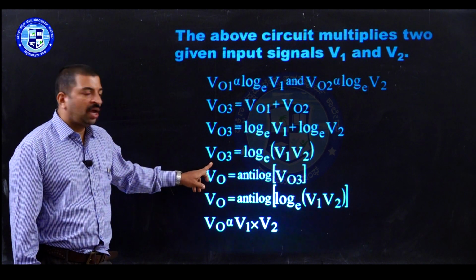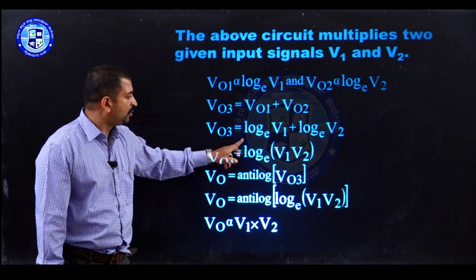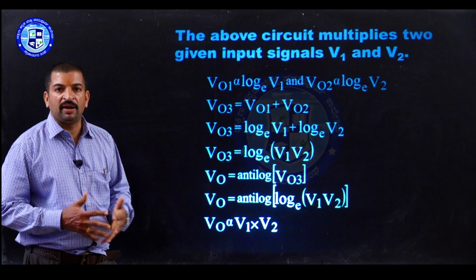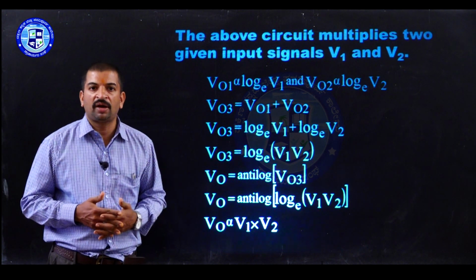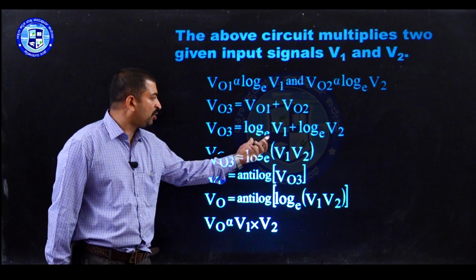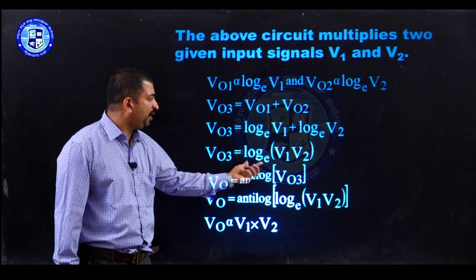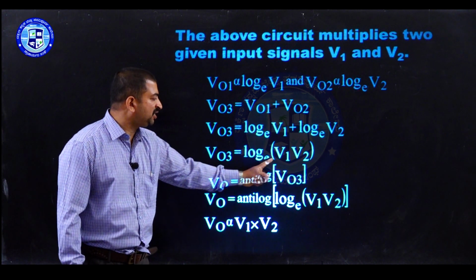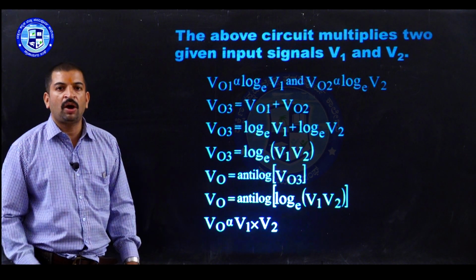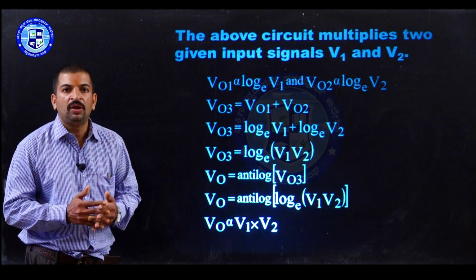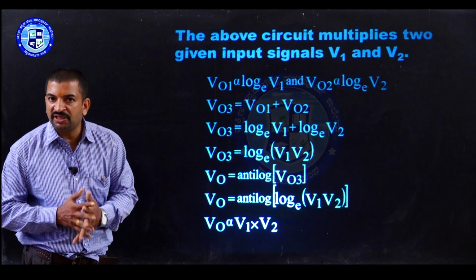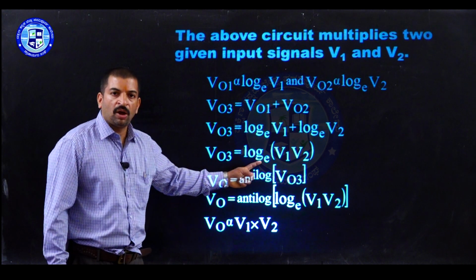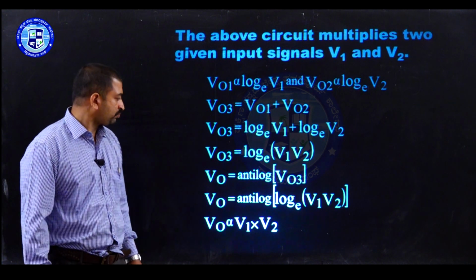Now, according to the logarithmic theory, we can write log mn is equal to log m plus log n. Let us use the same formula. Log to the base e V1 plus log to the base e V2 can be written as log to the base e V1 V2. Log to the base e mn, that is equal to log to the base e m plus log to the base e n. Let us use the same formula. So VO3 equal to log to the base e V1 V2.